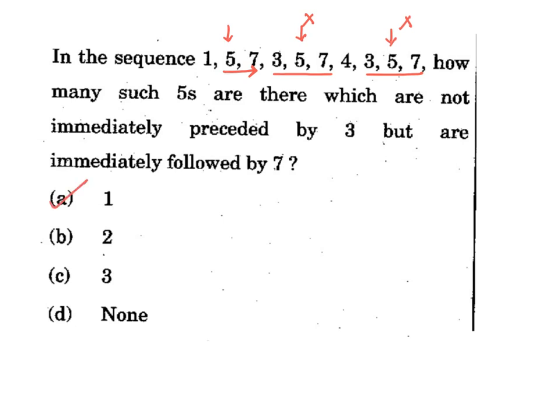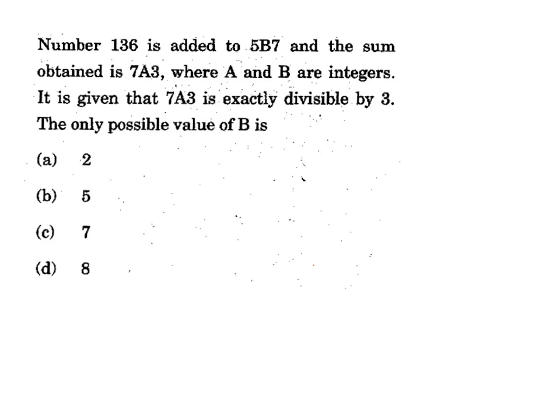That's A. Number 136 is added to 5B7. First you are adding 136 to 5B7 and the sum obtained is 7A3. Where A and B are integers, it is given that 7A3 is exactly divisible by 3. We know the divisibility rule of 3, sum should be divisible by 3. So 7 plus 3, 10. So possible value of A is 2, 5 and 8.